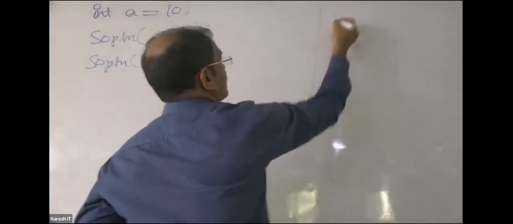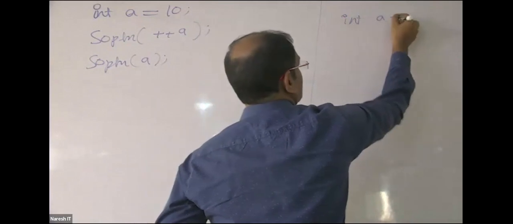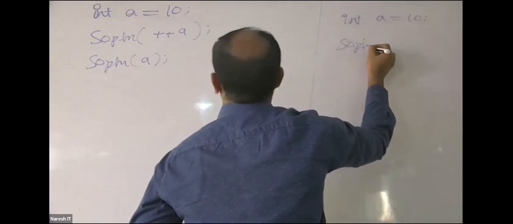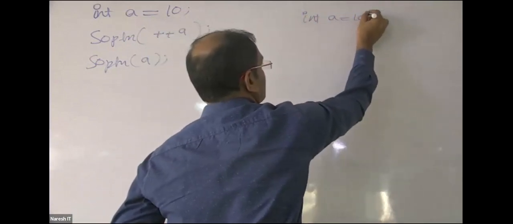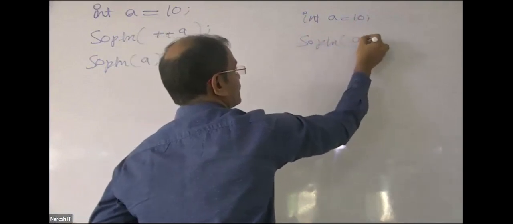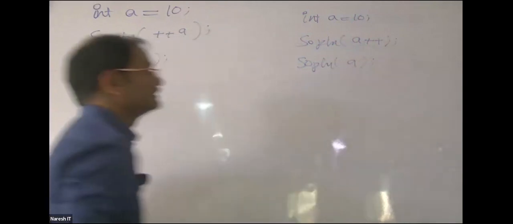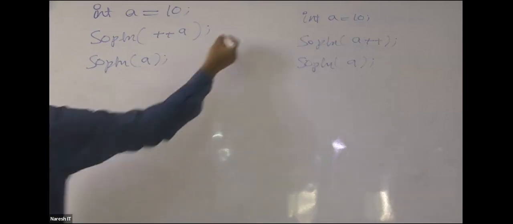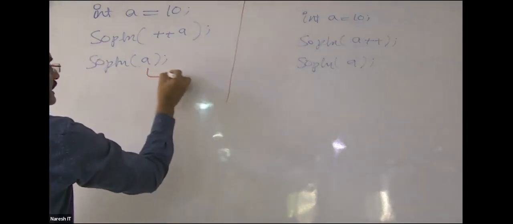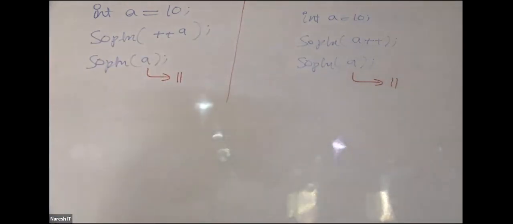And next, same program: int a equals to 10 and System.out.println(a++). Then now I'm writing System.out.println(a). Okay, na? Now tell me. Here, what is the output of this a? 11. Here also 11. After plus plus is executed the result is same: 11, 11. There is no difference.